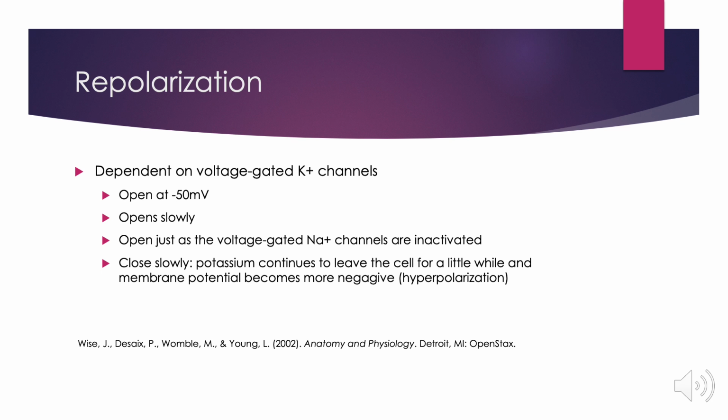So it opens slowly, closes slowly. This allows a lot of potassium to leave the cell over time rather than just in a short period of time. And potassium continues to leave the cell for a little while, and the membrane potential becomes even more negative as it goes past the threshold in the negative direction, and this is called hyperpolarization. If you look back at the chart, you can see the dip below the negative 70, and that's characterized as hyperpolarization.